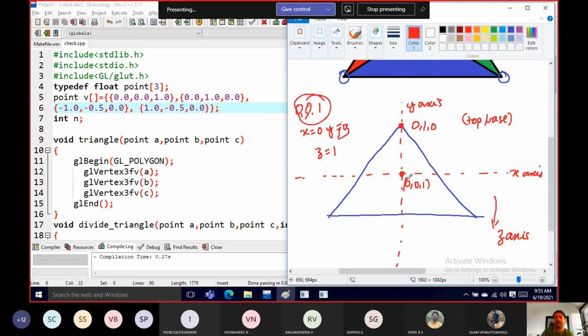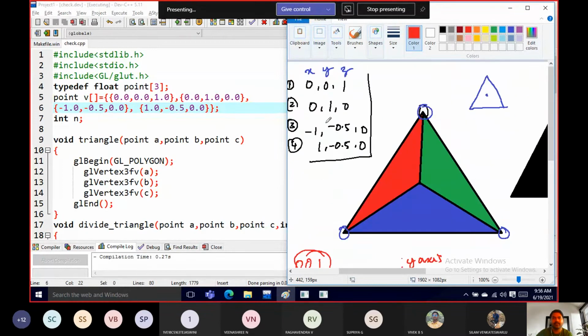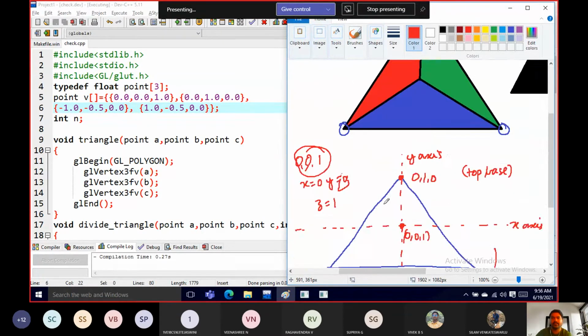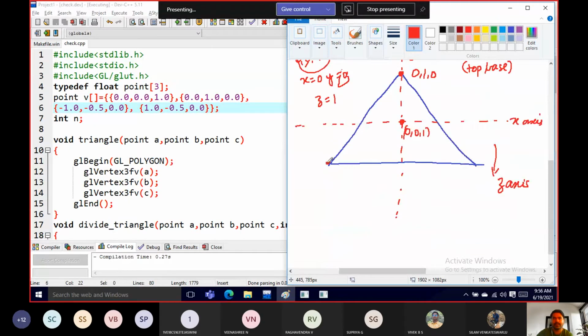So what will be the next one? Now imagine this point will be with negative x-axis, negative y-axis, and 0 with respect to z. So negative 1, minus 0.5 and 0. The y value is pretty small here, so minus 0.5. And the z value is 0. This point I'll call the left base.